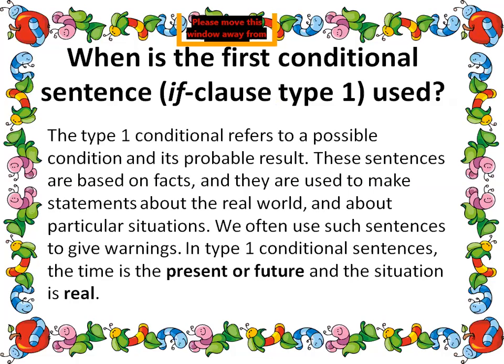Now come to first conditional. When is the first conditional sentence, if clause type 1, used? हम इसको use कहाँ करते हैं? The type 1 conditional refers to a possible condition and its probable results. Okay, possible conditions and its probable results, जो जो results इसके मुमकिन हो सकते हैं. These sentences are based on facts and they are used to make statements, okay, about the real world and about particular situations. We often use such sentences to give warnings. In type 1 conditional sentences, the time is the present or future and the situation is real.